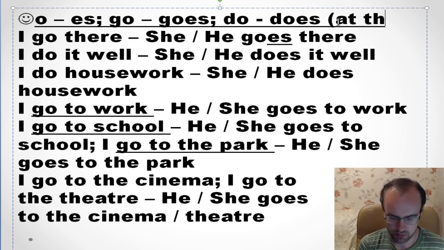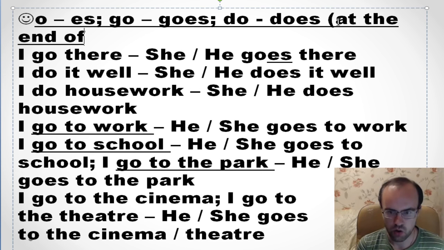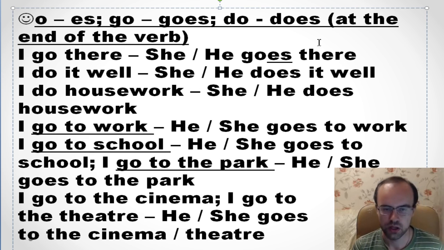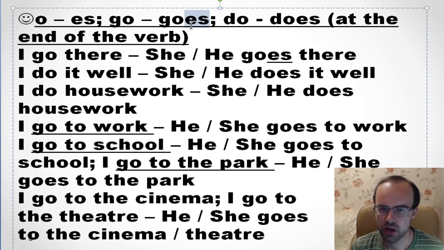So at the end of the verb, go, goes, you have es. Do, does, you have es. Look, I go there, but she goes there. He goes there. I do it well, but she does it well. He does it well.